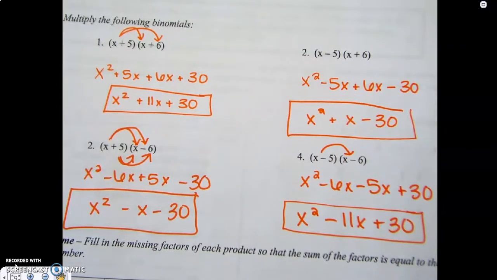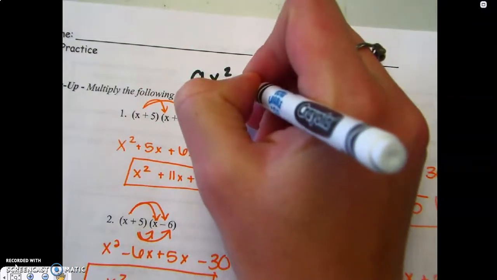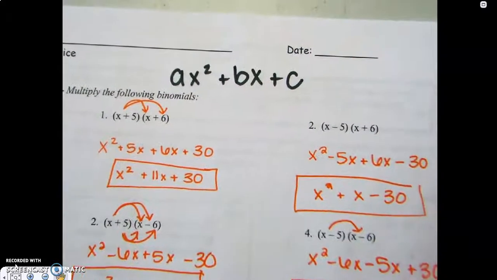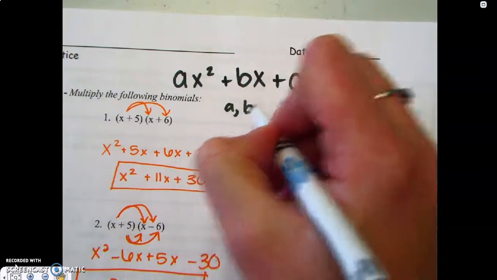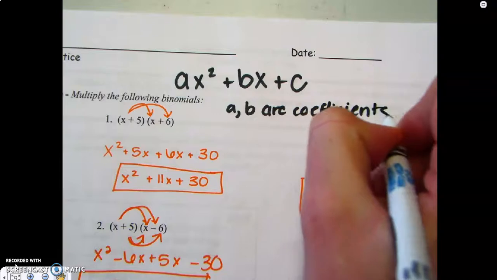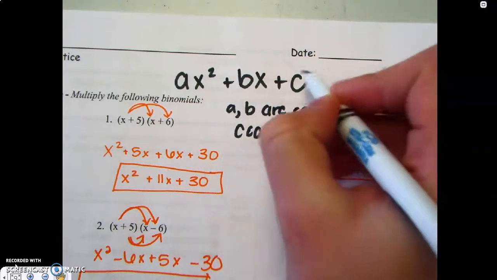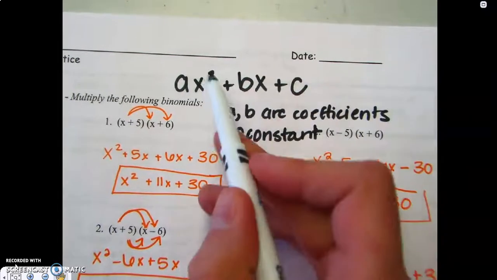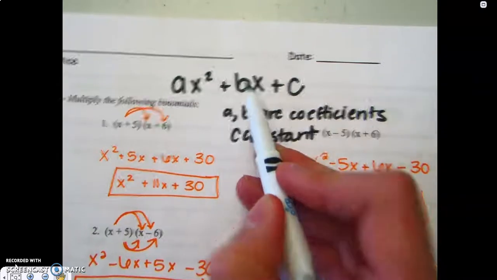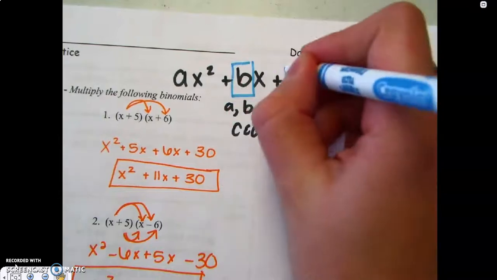I talked about this on the very first day we talked about polynomials, but standard form for polynomials is in the form of ax squared plus bx plus c. A and b are coefficients, and c is the constant, so this is just the number, whatever it is. A is the coefficient for x squared and b is the coefficient for x. So I really want to talk about these b and c and what they have in common.